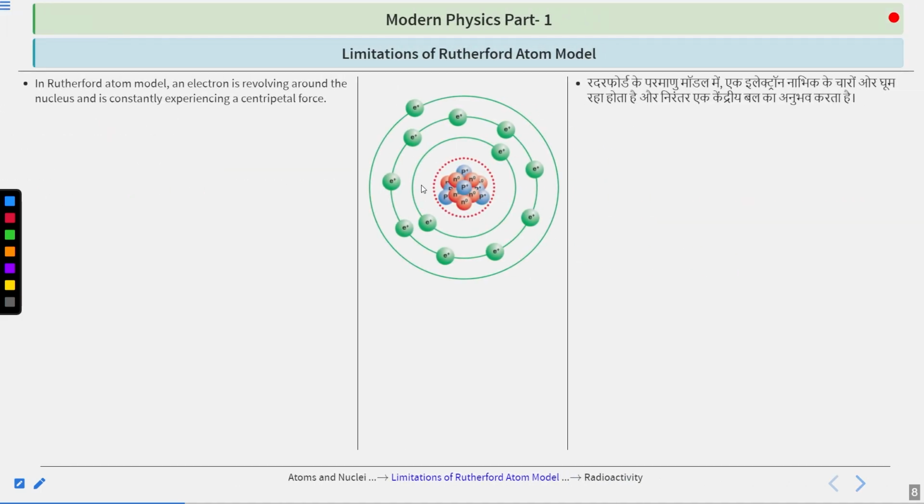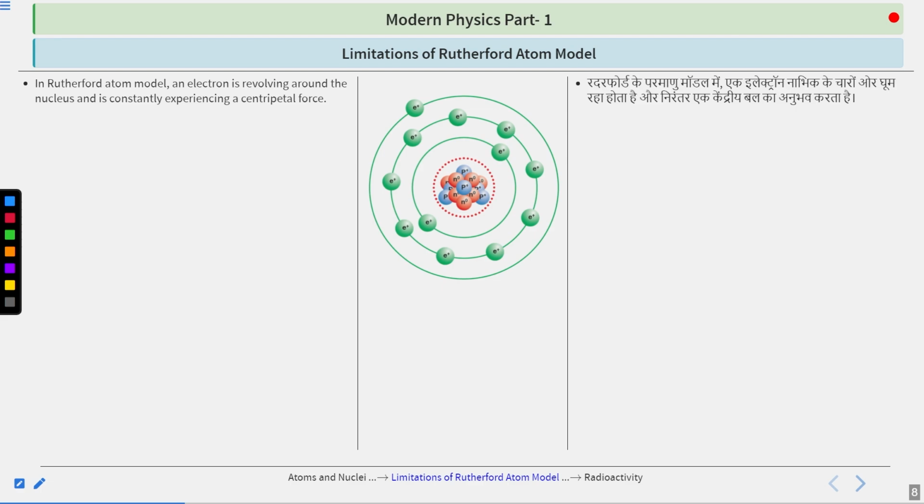In Rutherford atomic model, now we talk about the limitations. What are the drawbacks and limitations of Rutherford atomic model? Why did it fail? In Rutherford atomic model, an electron is actually revolving around the nucleus and constantly experiencing a centripetal force. Like he said, there is a nucleus in the center and the electron is revolving around it again and again.